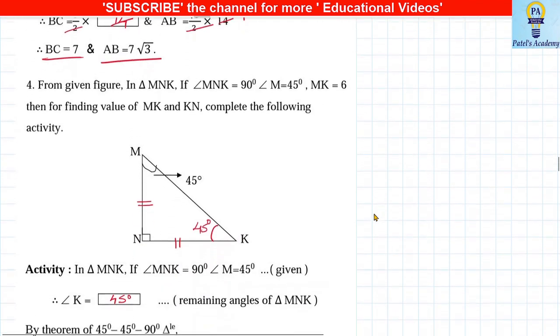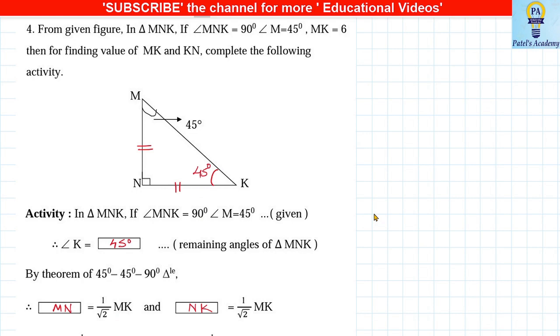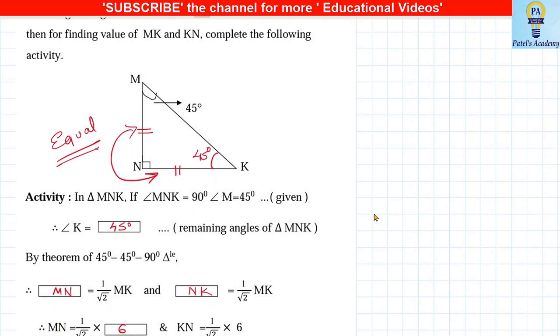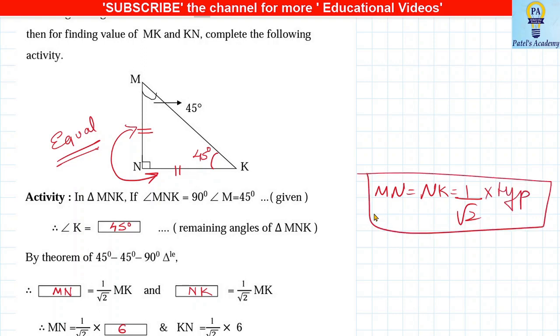Okay. Now we have one more type of triangle, that is the 45, 45, 90 triangle. And always remember, whenever it is a 45, 45, 90 triangle, the two perpendicular sides are always equal. So angle M is 45, N is 90, so angle K is going to be 45 degrees. And the property is: the side opposite to 45 degrees, meaning MN and NK, is equal to 1 upon root 2 times the hypotenuse. So this is the property for 45 degrees.